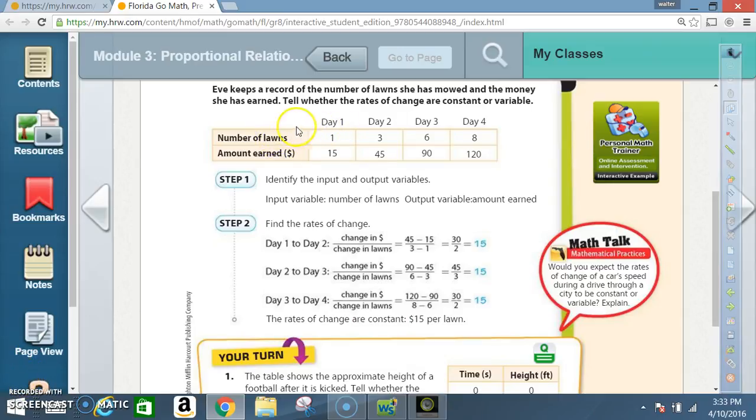Don't forget that the independent variable, in this case, is the number of lawns. The dependent variable is the amount of money she makes. In other words, the amount of money she makes depends on how many lawns she has mowed.